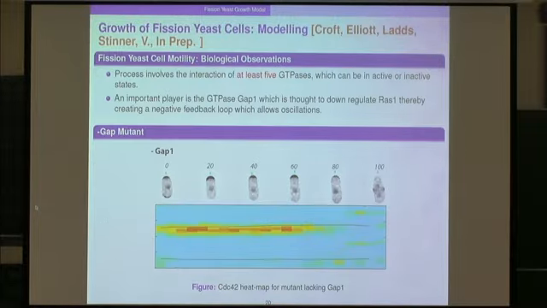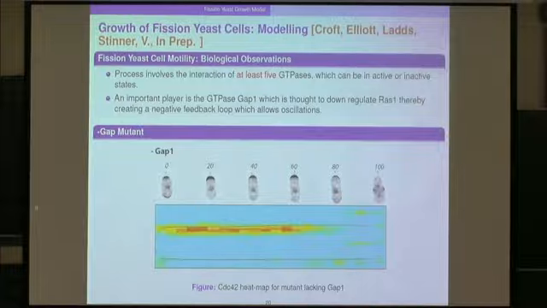This was when we were approached by some biologists who were at Warwick, the group of Graham Ladds, he's now at Cambridge, and they were very interested in fission yeast. And in particular, they were interested in a GTPase in the fission yeast cell called GAP1. So Graham's an expert in receptor cell biology. And what they'd noticed is that if you knock out GAP1 from these yeast cells, they never go into bipolar growth. They just exhibit monopolar growth.